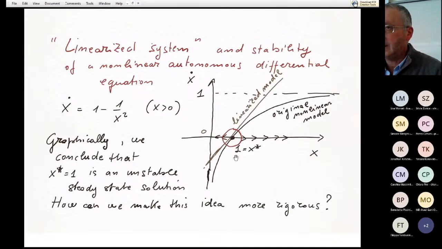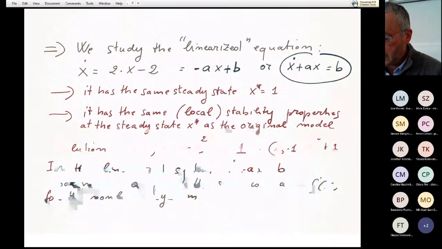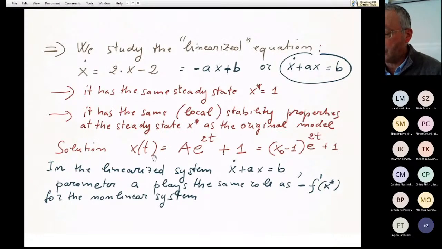So this is the basic idea. What would be the solution to the linear model? It would be a constant times exponential of 2t plus the steady state, okay? Where the constant is the initial deviation of the variable from the steady state.